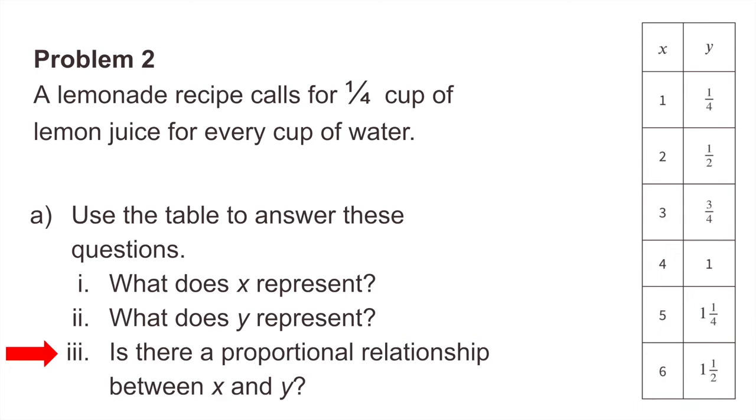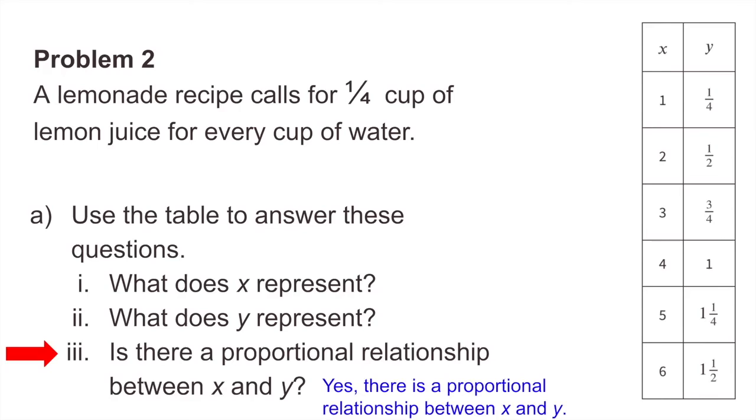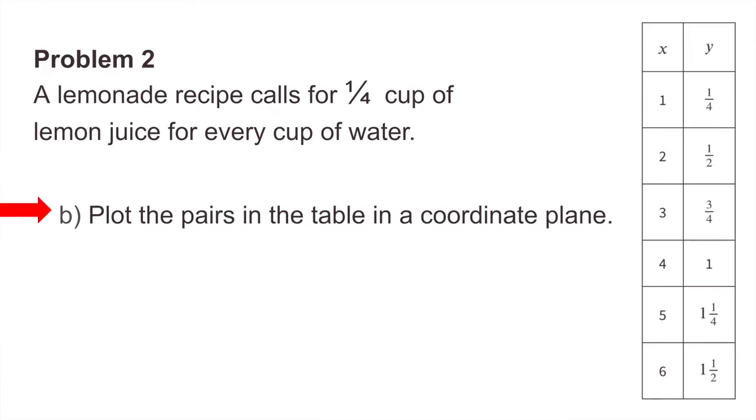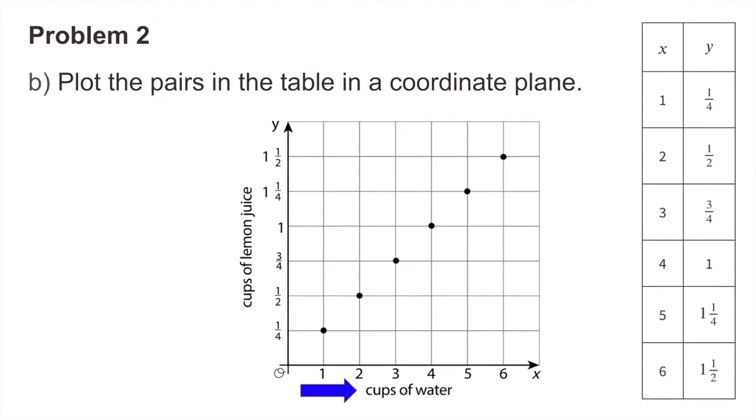Is there a proportional relationship between X and Y? Yes, there is a proportional relationship between X and Y. B. Plot the pairs in the table in a coordinate plane. The x-axis represents cups of water. The y-axis represents cups of lemon juice.